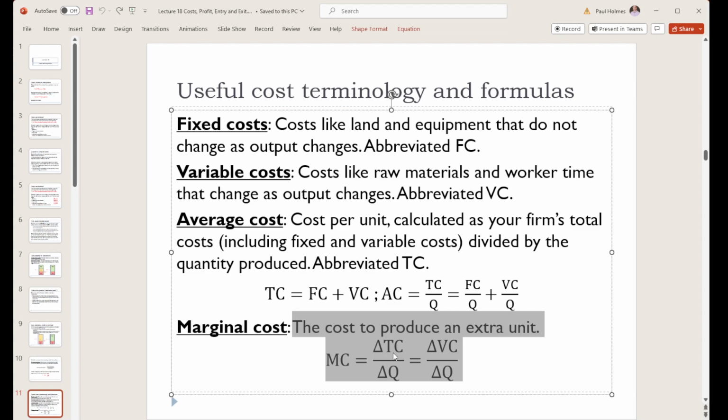As that happens then, the change in total cost needs to be split over several units that we might be producing, and so we get, in essence, an average marginal cost over those units that are produced. Our total change in total cost must always come only from a change in variable cost, because by definition our fixed costs don't change. So then an alternative formula for marginal cost is that it's equal to the change in variable cost divided by change in quantity.